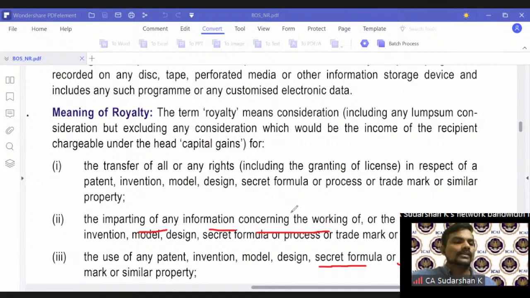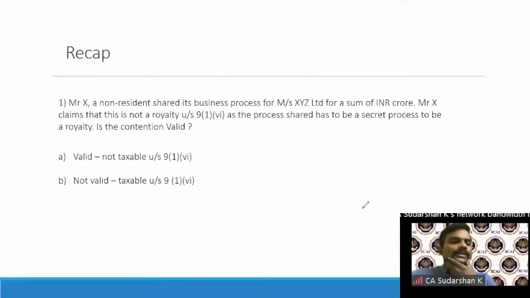there has to be a royalty. There has to be a secret process. Only then it becomes a royalty. Otherwise, normal sharing of process will not amount to a royalty. Whether it is valid or not valid.